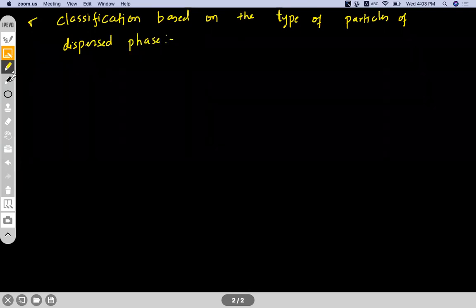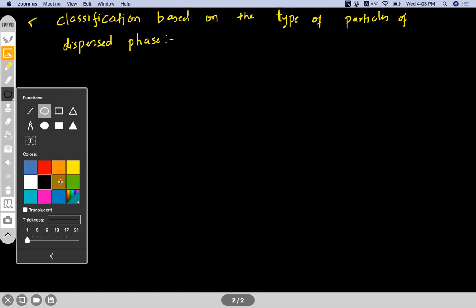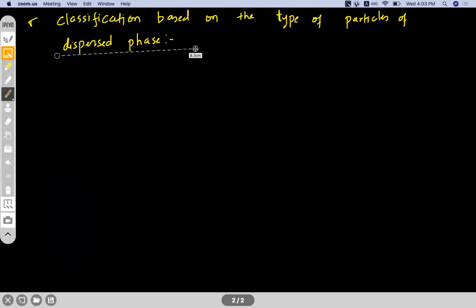Okay, so next, all of you write down the second type of classification. Classification based on the type of particles of dispersed phase.